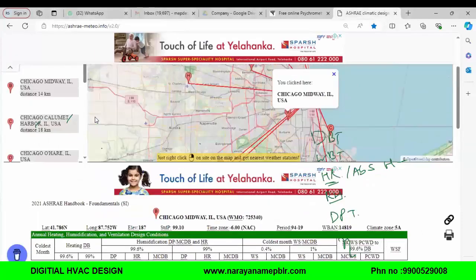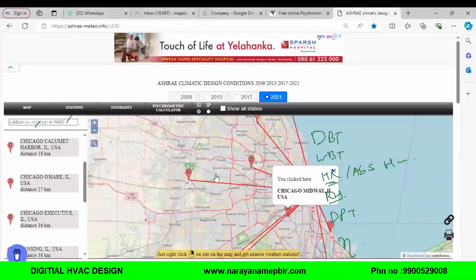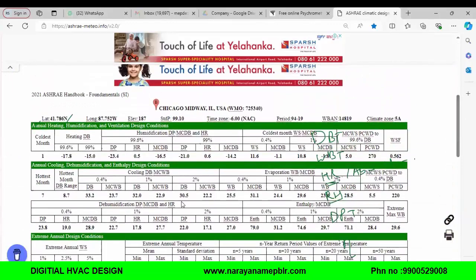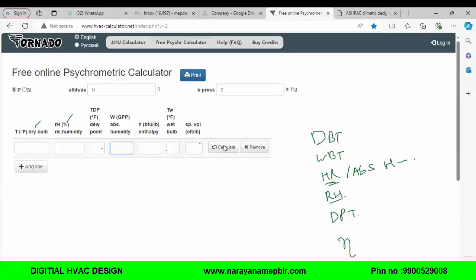From here, find out the Chicago location, search, select it, and you will get the outside temperature and all the parameters. Then go to the online psychrometric calculator, put in all the values, and you will get humidity ratio, dew point temperature, enthalpy, wet bulb temperature, specific volume, everything. Clear? Yes.